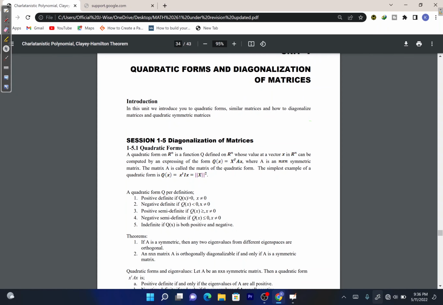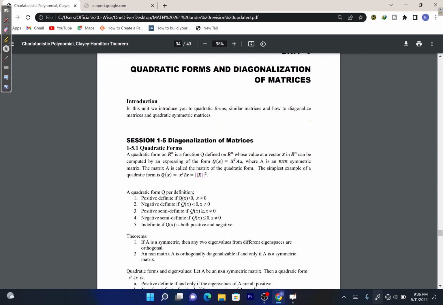Hello and welcome to this lesson in our study of linear algebra. In this lesson, we talk about quadratic forms, similar matrices, and how to diagonalize matrices and quadratic symmetric matrices. So first of all, let's talk about quadratic forms.